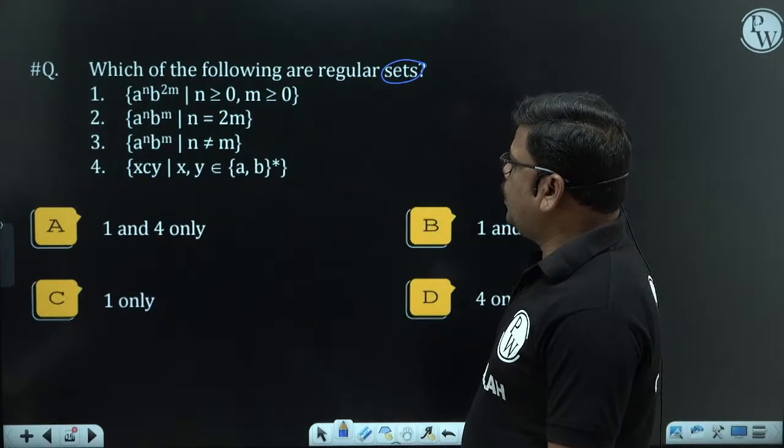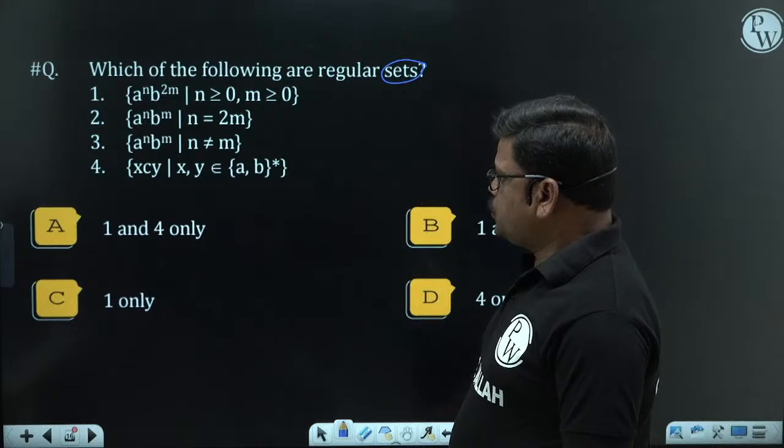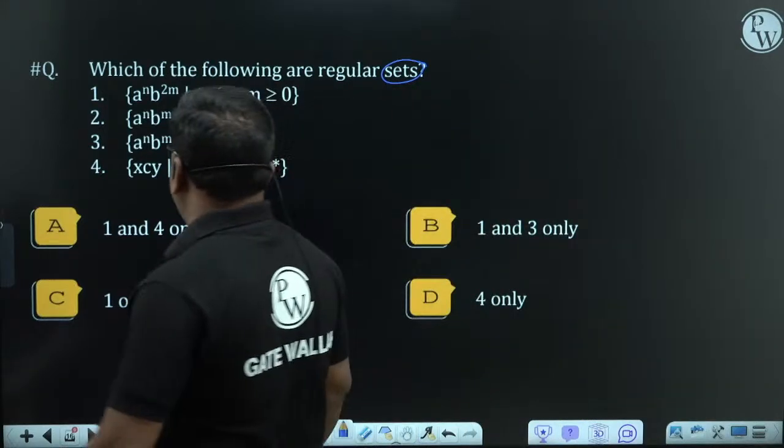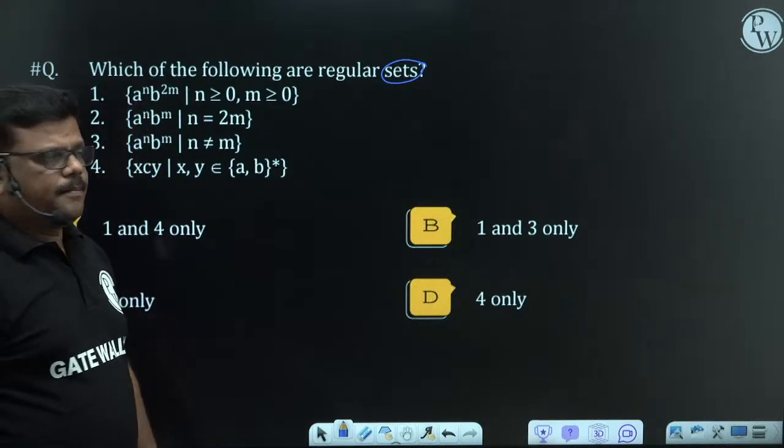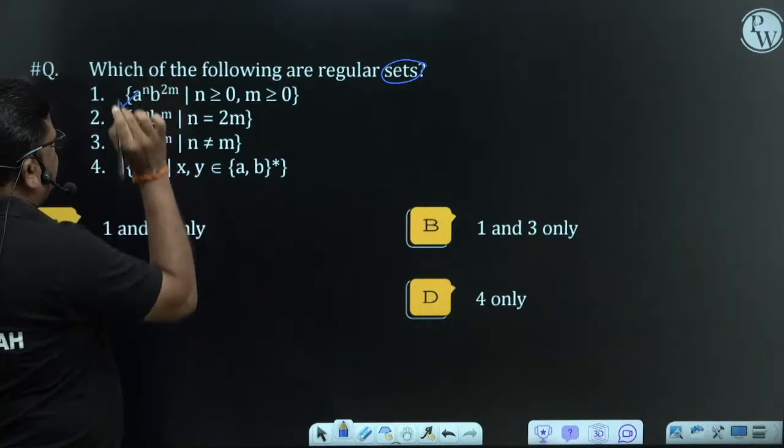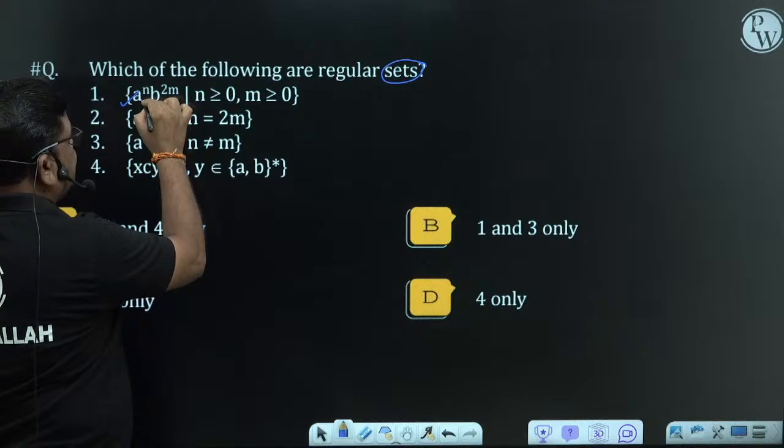Right. Now, what about the first one? A power n, b power 2m. Any comparison in this? The number of a's can be anything, the number of b's can be anything.